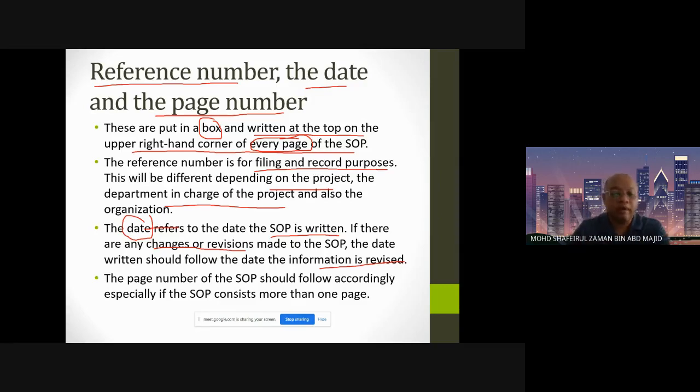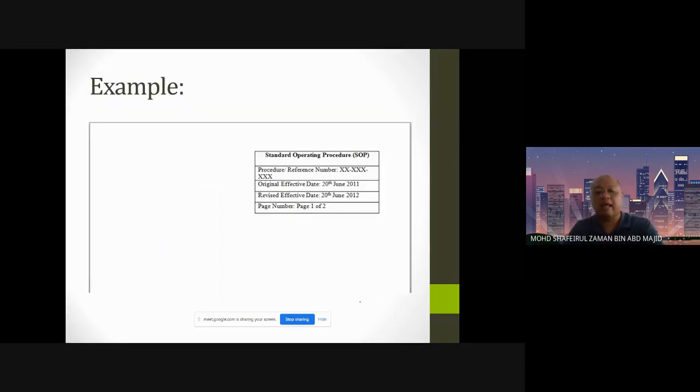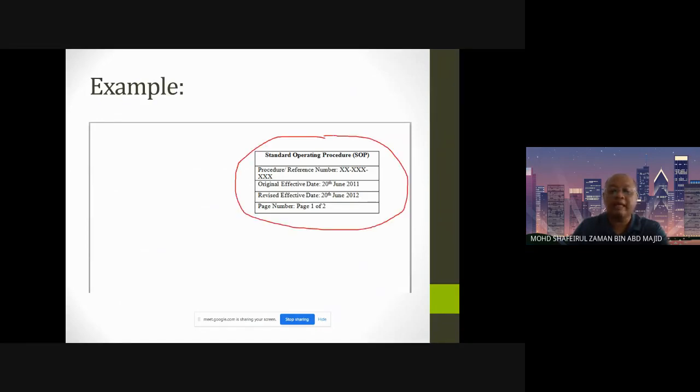Next, the page number of the SOP should follow accordingly, especially if the SOP consists of more than one page. What does it mean? Let's have a look at the example there. What we have here is the box. You need to have this box appear on each page of the SOP, especially if the SOP consists of more than one page. So you're going to write it like this.